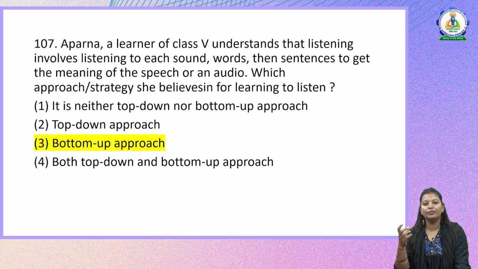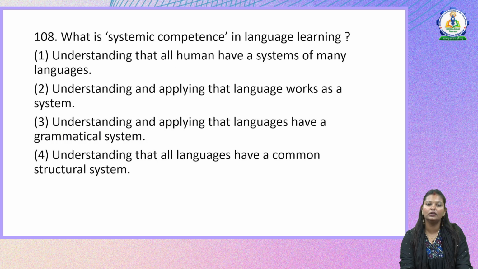So whenever we are moving from simple examples and then coming to the rule, or we are trying to learn the sounds, the words, and then the sentences, it is referred to as bottom-up approach. The other approach is the top-down approach, wherein you know the complex rules and then you come to the specific examples. So these are some of the ways in which we learn the English language. So in this particular question, the right answer is option 3. Coming to the next question.